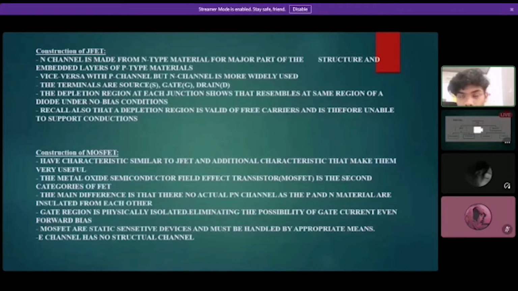Construction of MOSFET. MOSFETs have characteristics similar to JFETs and additional characteristics that make them very useful. The metal oxide semiconductor field effect transistor, MOSFET, is the second category of FET. The main difference is that there is no actual P-N junction, as the P and N materials are insulated from each other. The gate region is physically isolated, eliminating the possibility of current even under forward bias. Most FETs are static sensitive devices and must be handled by appropriate means.